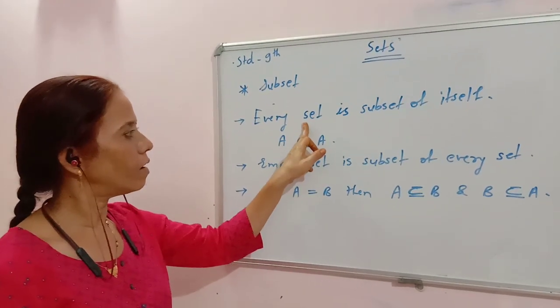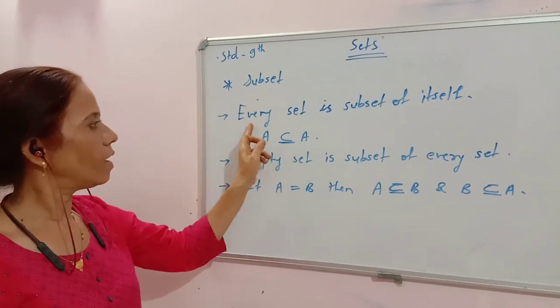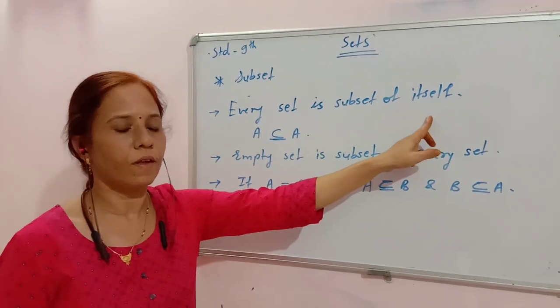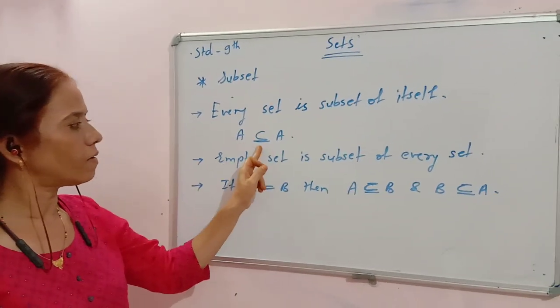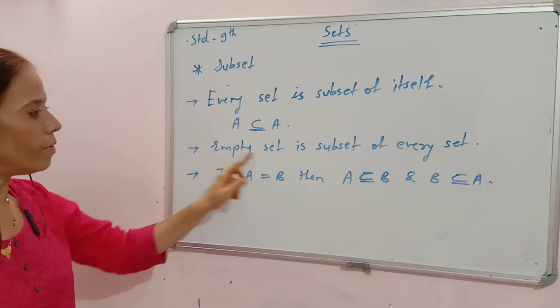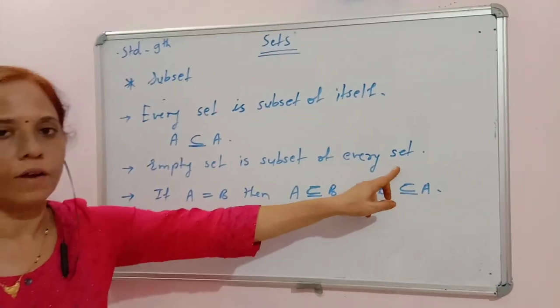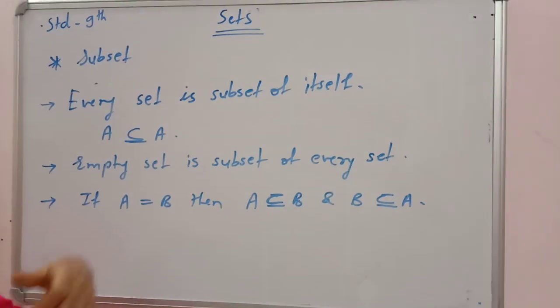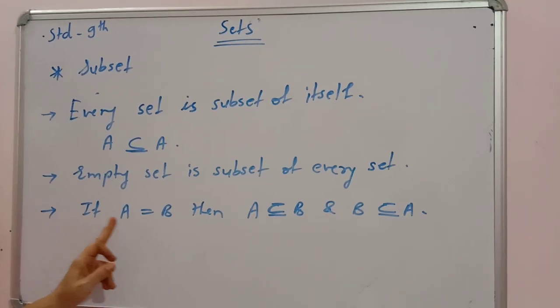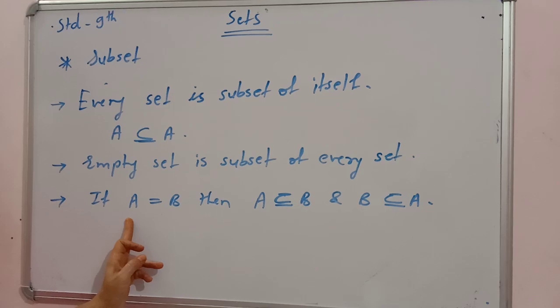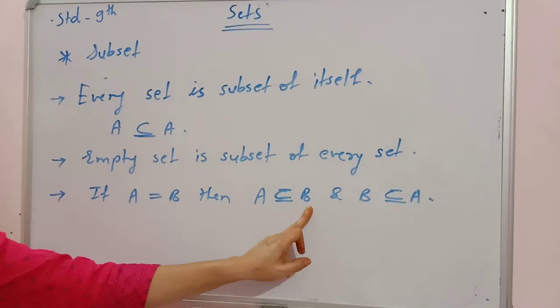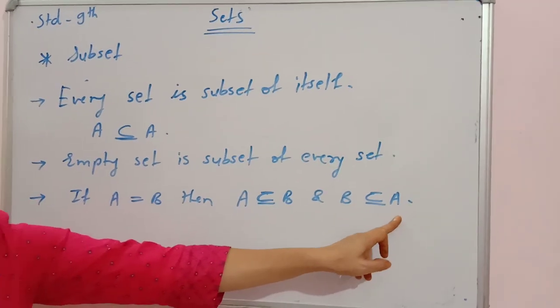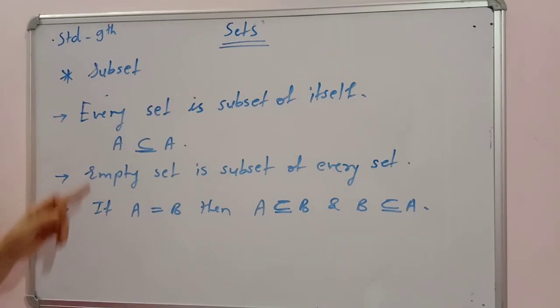So we can say the properties of subset: every set is a subset of itself. For example, A is a subset of A. Then the empty set is a subset of every set. If phi is an empty set, then it is a subset of every set. And if A and B are equal sets, then A is a subset of B as well as B is a subset of A. These are the properties of subsets.